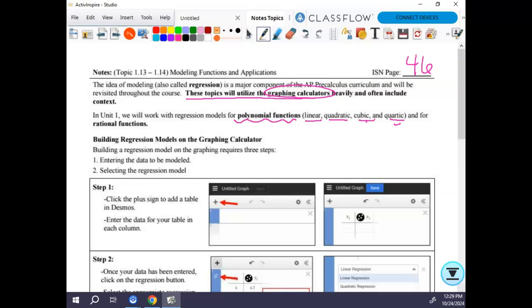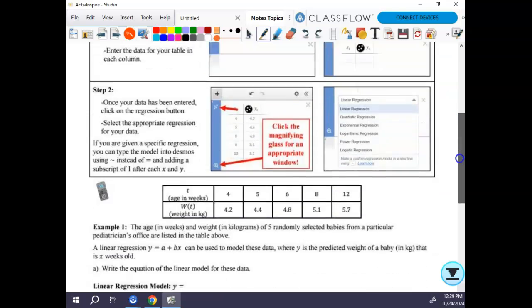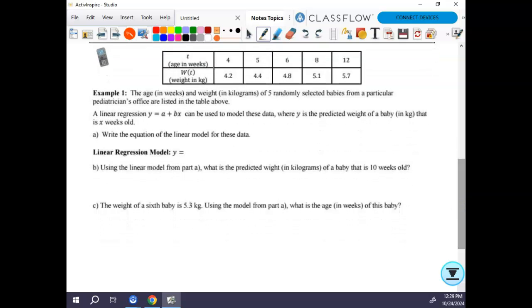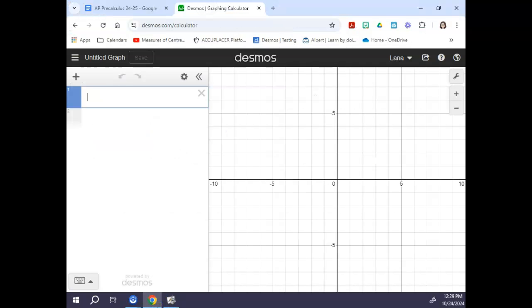It'll be just fine. So we are going to use this table of data right here. And we're going to go put this into Desmos. So when you are here, you hit the plus sign and the table. And then you're going to type that stuff in. Here we go.